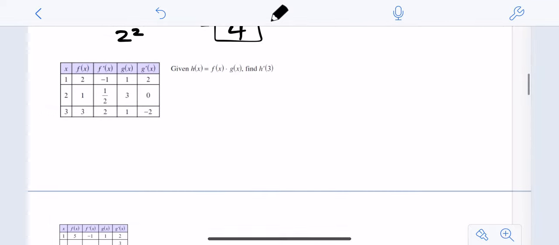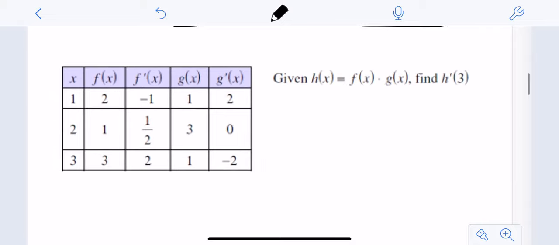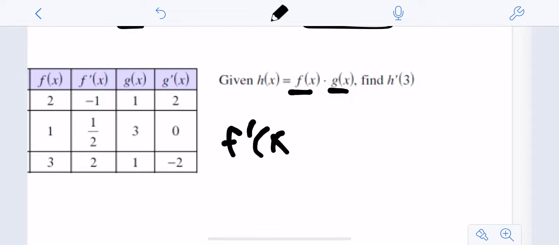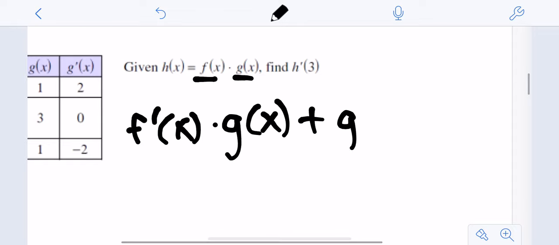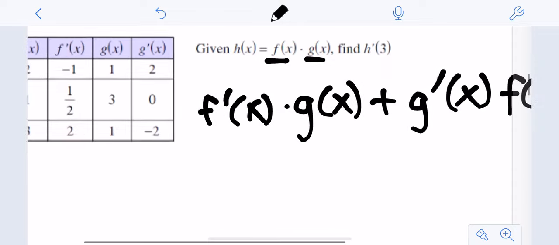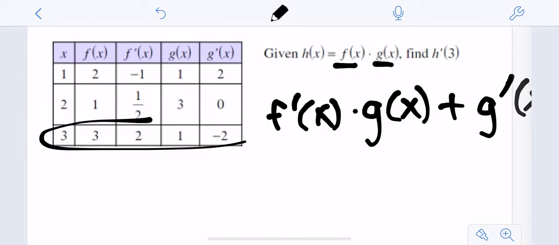For the next one, now we have a different structure. So now this is a product. So for a product, you're going to take your first part and your second part, do derivative of the first, leave the second alone, plus derivative of the second, leave the first alone. And then we're going to plug in, again, 3.